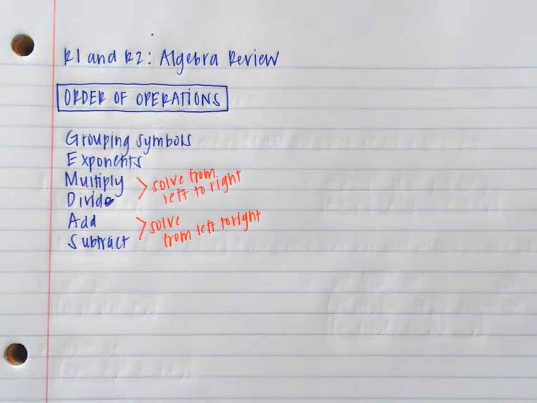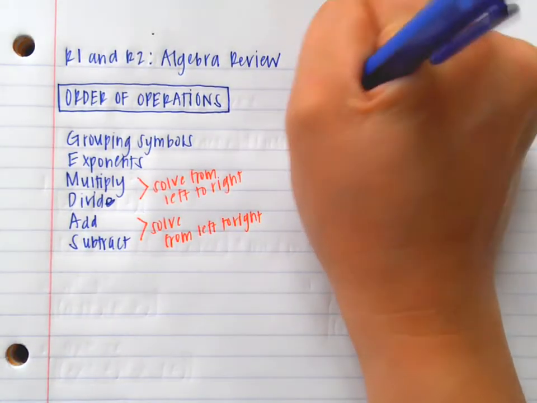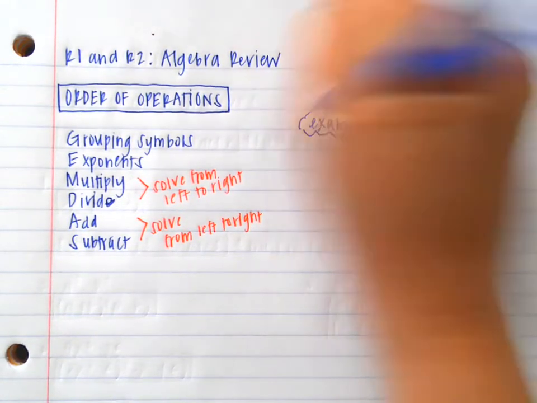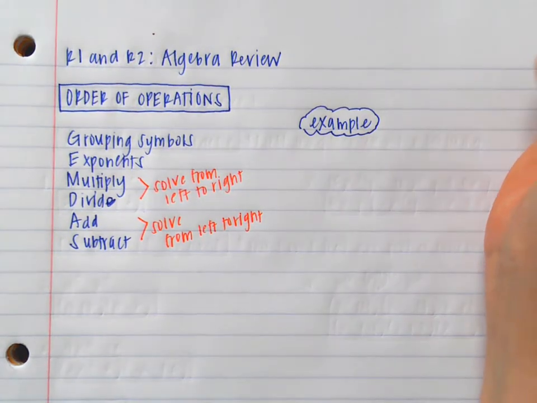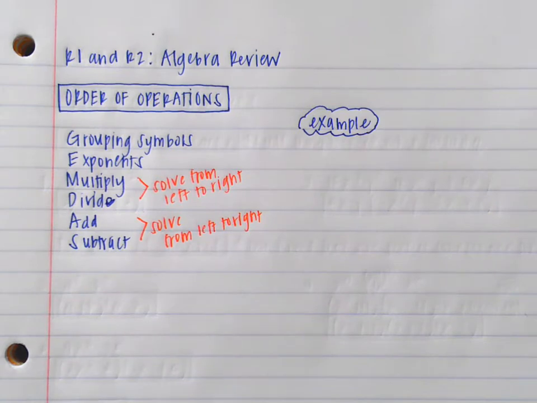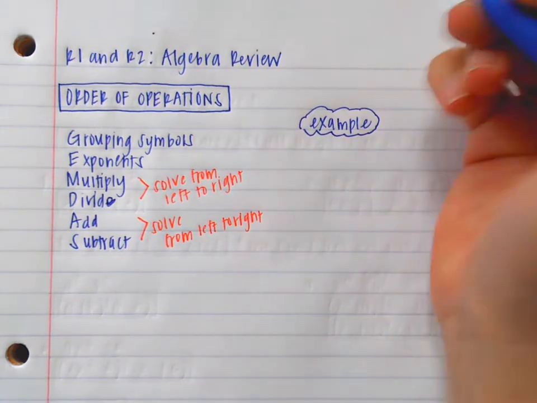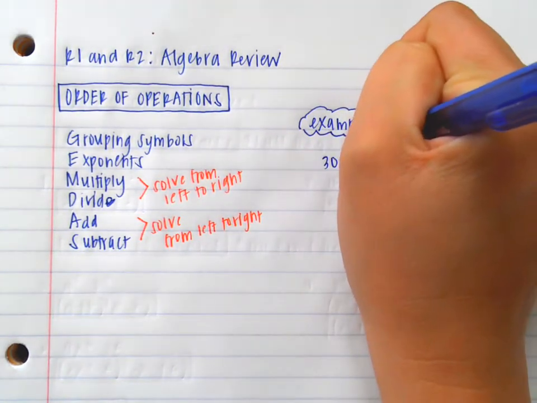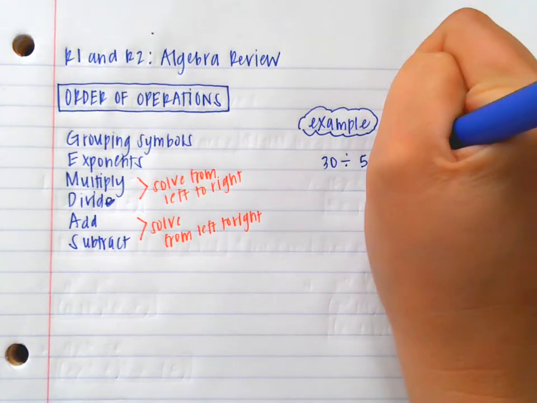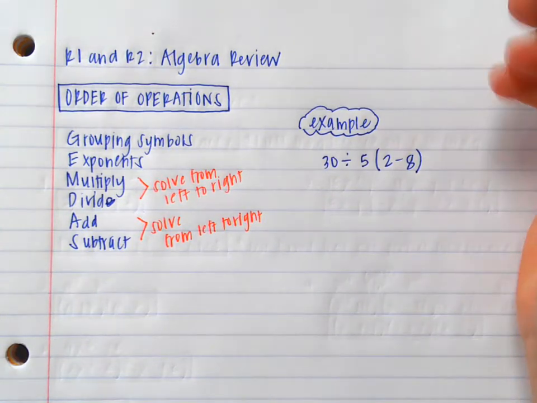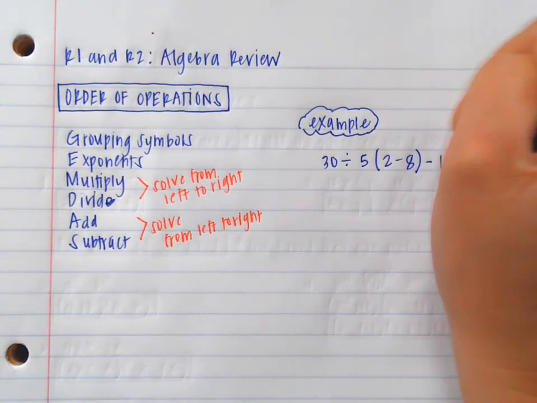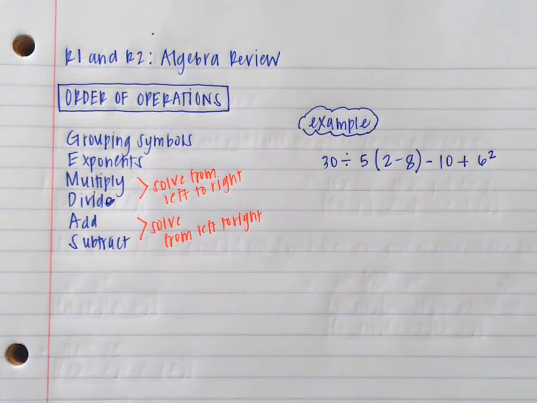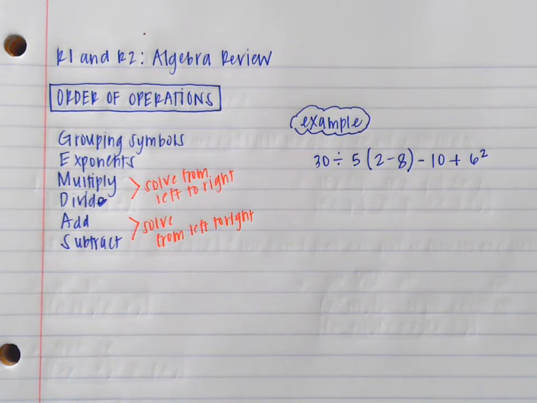Okay, so I'm going to do an example. I'm just going to do the example over here. Okay, and my example is going to be 30 divided by 5 times (2 minus 8) minus 10 plus 6 squared. Okay, so let's deal with that piece by piece.